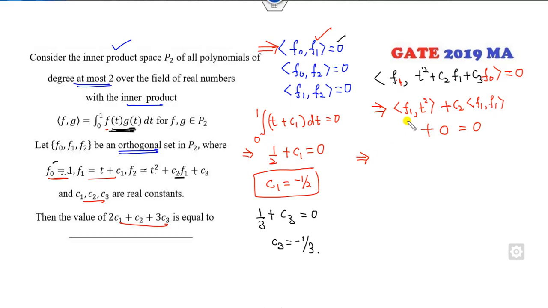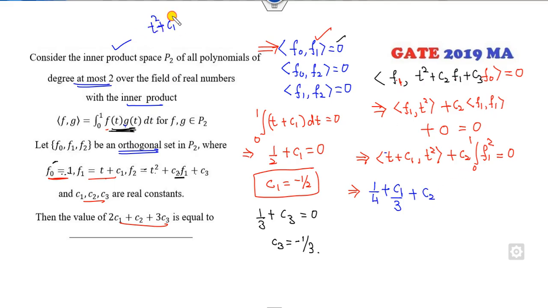Fine. Now you can apply F1 again. F1 I can write as t plus C1 comma t square. Plus C2, this is the integration of F1 square, which is 0. So what is that? T into t square. Now you can integrate them. T into t square is t cube, which integrates to 1 over 4. C1 t square. T square will be my integration here. C2 F1 square. F1 square is a square plus b square plus this one.